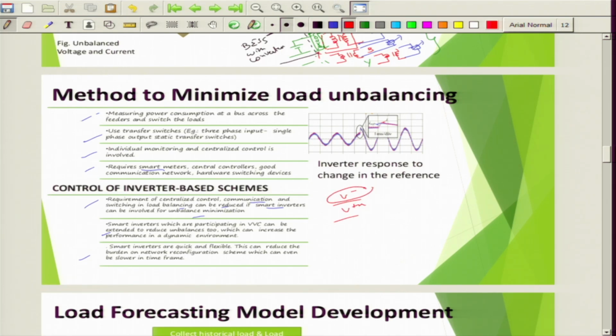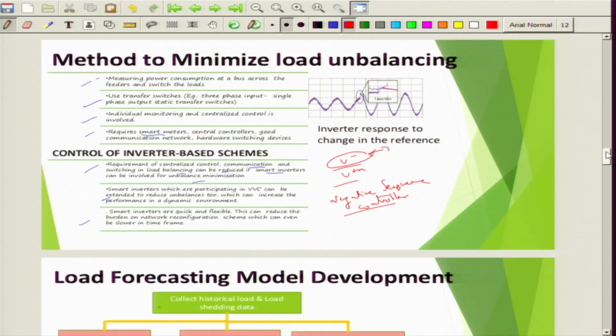So what we have to do is reduce the negative sequence. If unbalance exists, then the negative sequence would be there. So negative sequence current needs to be minimized. There could be some negative sequence controller, which can help to minimize the effect of unbalance in the system. So this is what we can do with the help of inverters as well. Smart inverters are capable of rendering this support.